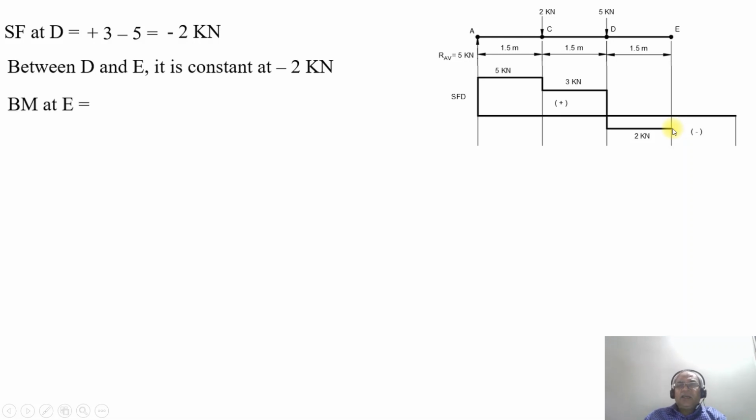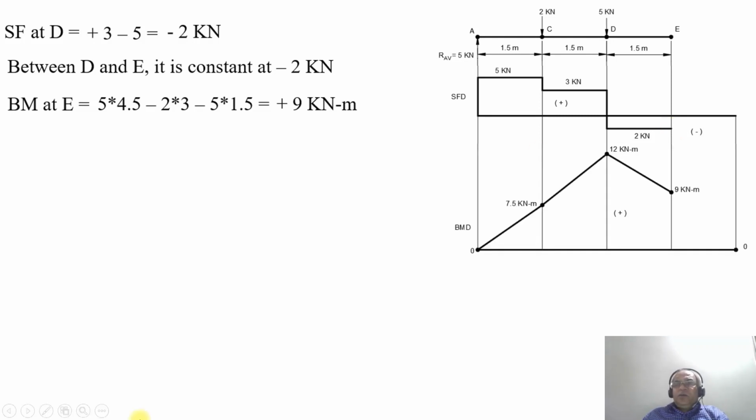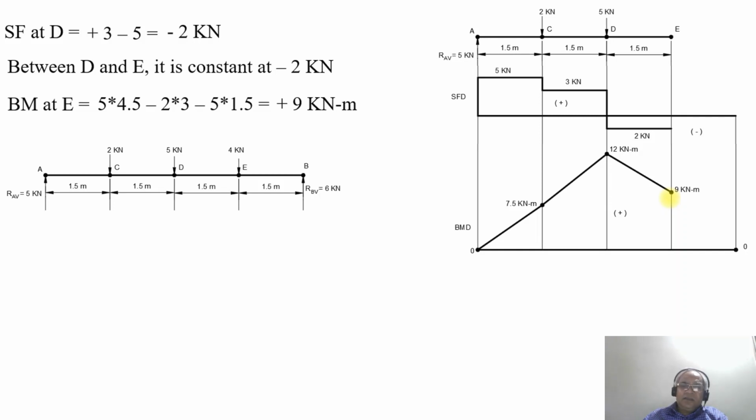Then at the point E, the bending moment at the point E will be equal to 5 into 4.5 minus 2 into 3 minus 5 into 1.5. On simplification, you are going to get plus 9 kilonewton meter. So that means the bending moment at the point E. Now we have the bending moment dropping from plus 12 kilonewton meter to plus 9 kilonewton meter. Now we will consider the final part of the beam, from E to B.